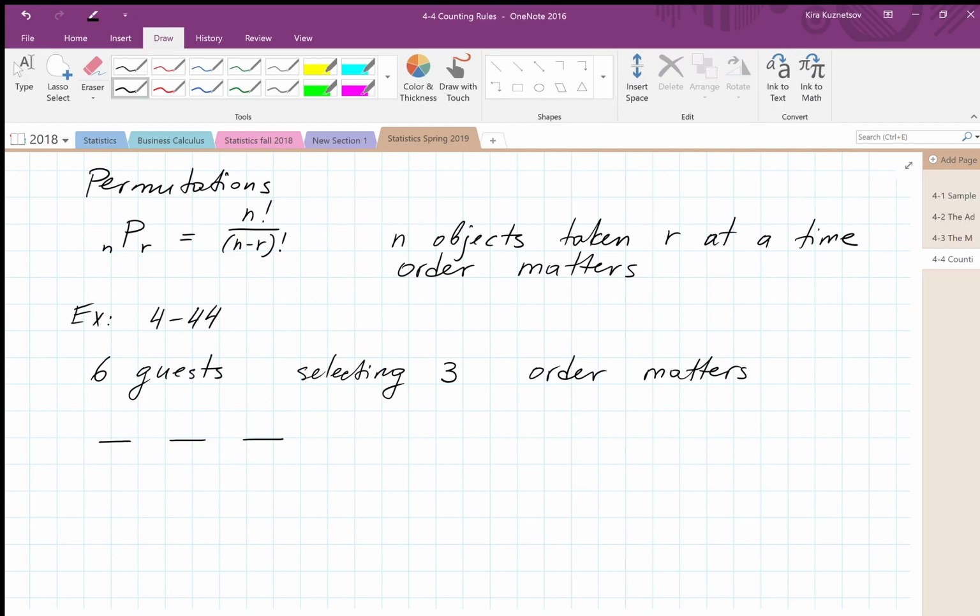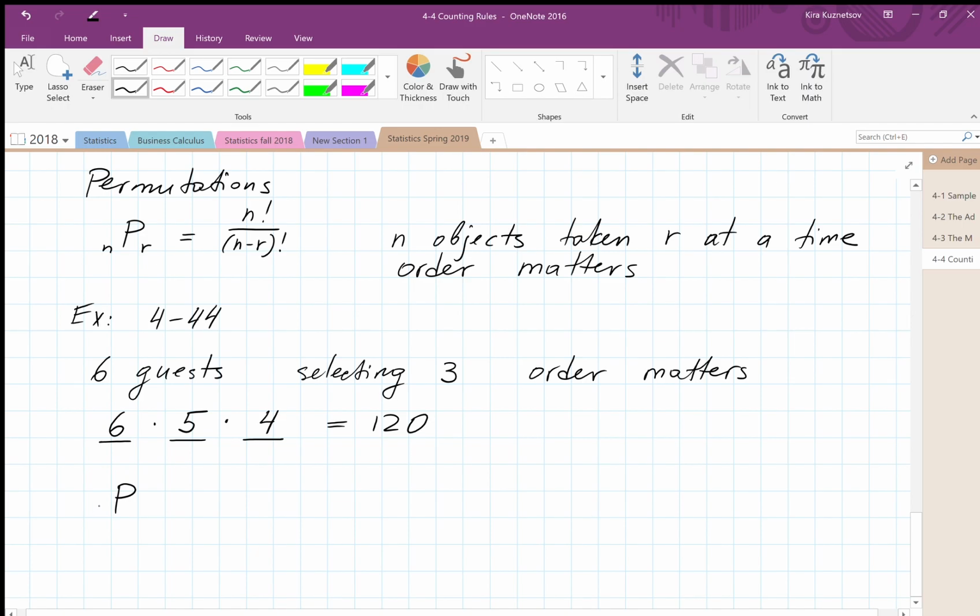I have 6 guests, so for my first one, I need to choose one of those 6. So I have 6 different possibilities for choosing my first guest. Now, once that person has gone, I don't want to use that person again. So I now have 5 to choose from and then 4 to choose from. The counting principle tells me that this is a multiplication. I end up with 120 different ways of selecting 3 people where order matters.